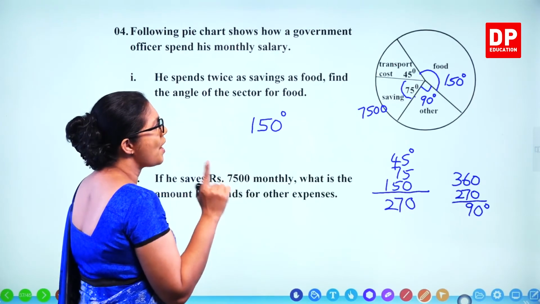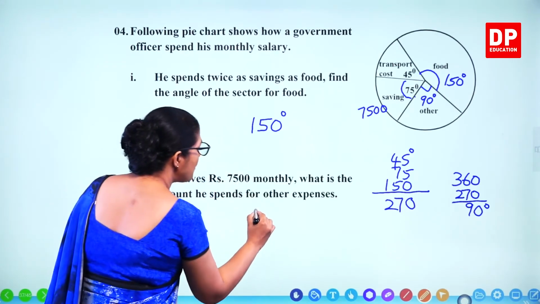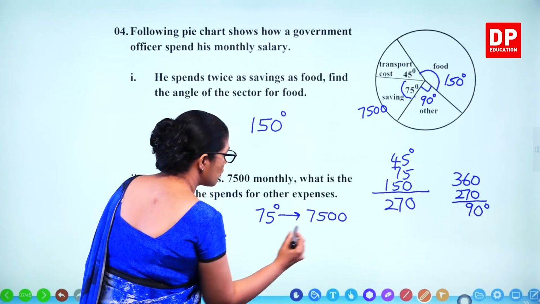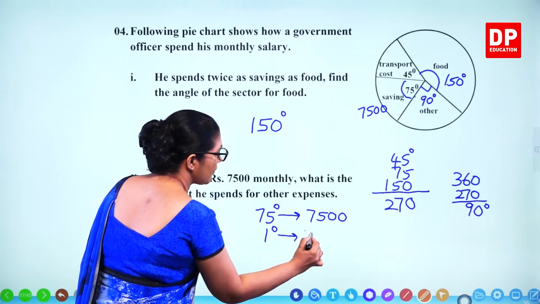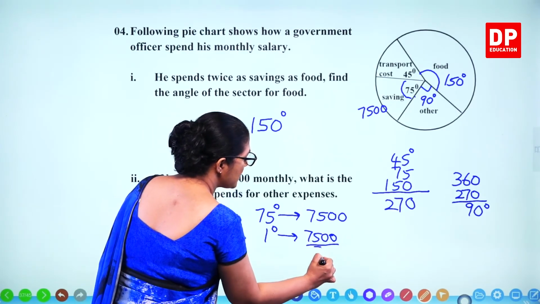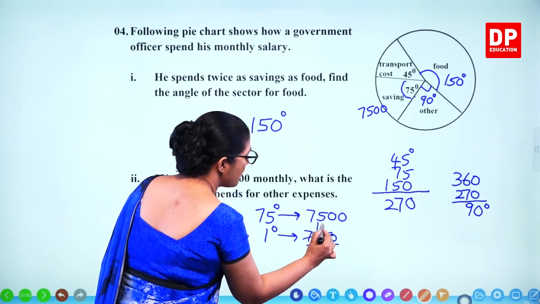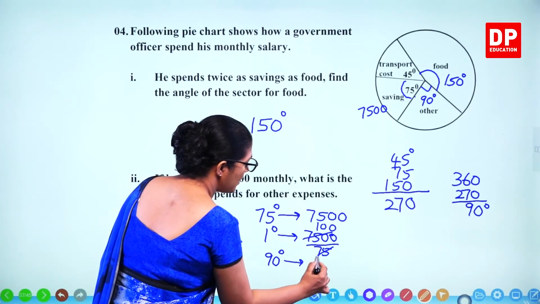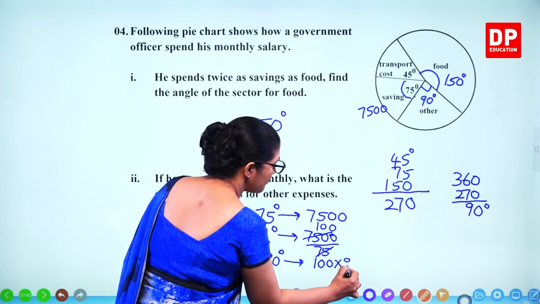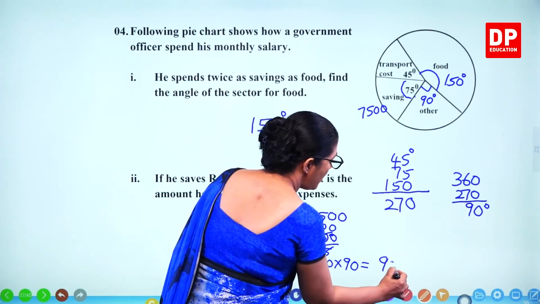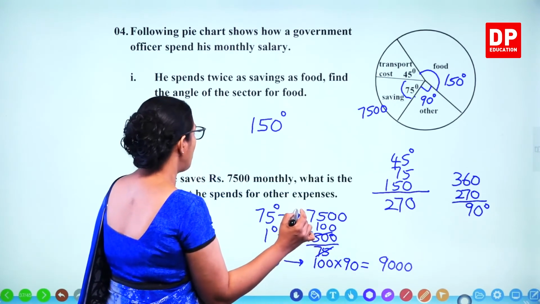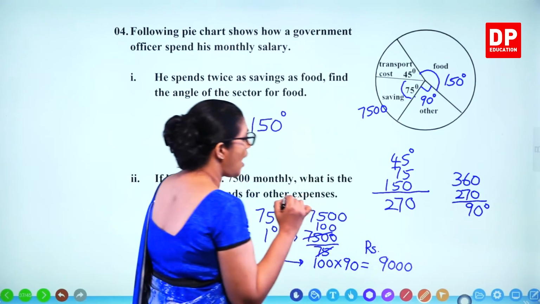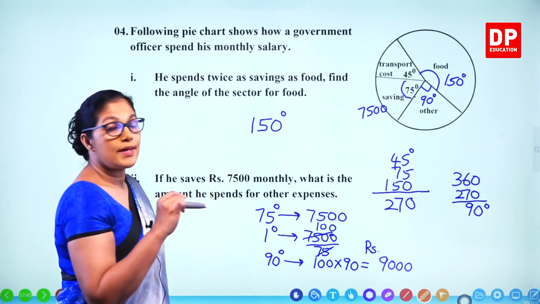We need to find out the number. 75 degrees means 7,500. So what about 1 degree? 7,500 divided by 75. That's 100. Then 90 degrees means multiply by 90. That means 9,000 rupees. So these are in rupees. So we can put 9,000 rupees for other expenses.